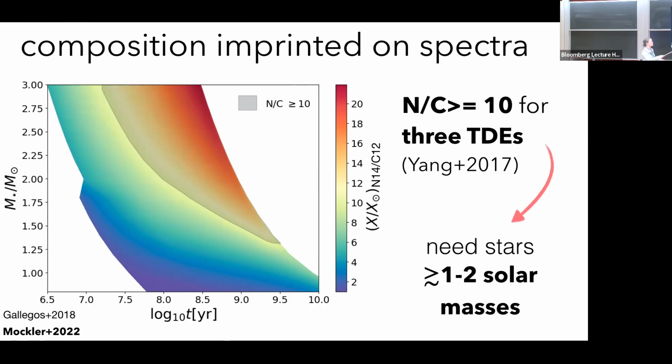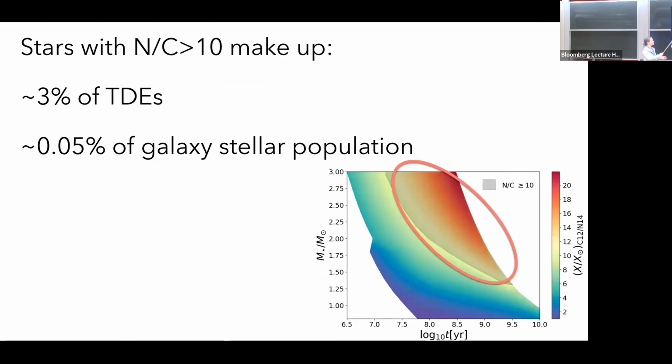But what does this actually mean for the stars that we're disrupting? This doesn't seem like a particularly strong constraint, or it didn't to me at first. However, we see about 3% of TDEs with this, but only 0.05% of the galaxy stellar population has stars in this mass range. And this is actually using the star formation histories for these galaxies and including recent starbursts. And that's just because the IMF is very bottom heavy. And in general, we expect TDEs to just kind of randomly come from the current mass function in the galactic nucleus.